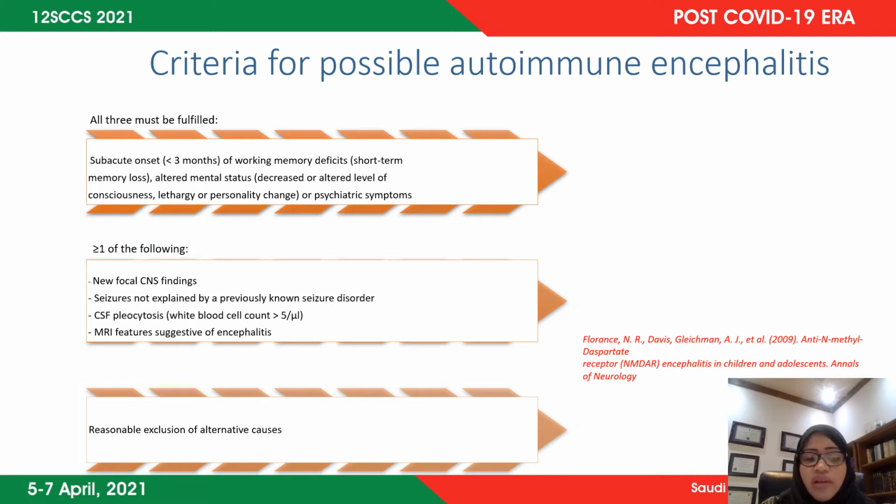You need to have a focal CNS finding, seizure, and the seizure should not be explained by a previously known history of seizure disorder, CSF pleocytosis, and that's to say when you have WBCs in the CSF more than 5 per microliter, or MRI suggestive of encephalitis. So once you have more than one of those, you can fulfill the second criterion. The third criterion is just reasonable exclusion of alternative causes. So basically, you should not have any other explanation for the above patient symptoms.